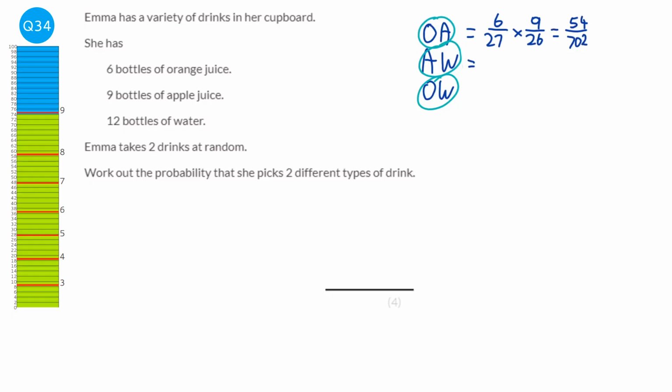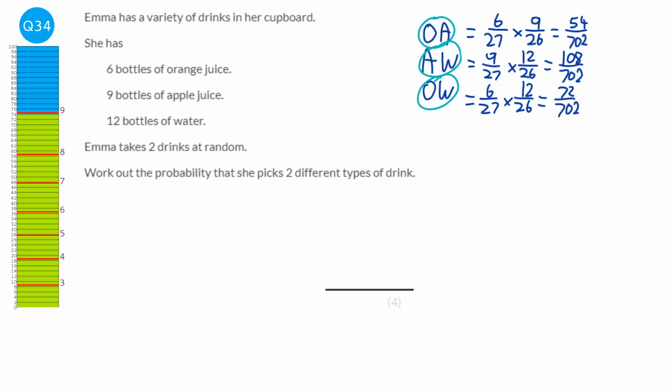Apple juice then water would be 9 over 27. And then 12 over 26. And so that would be 108 over 702, and then orange juice then water will be 6 over 27 and 12 over 26, and that would be 72 over 702.